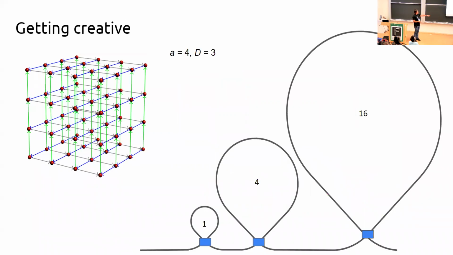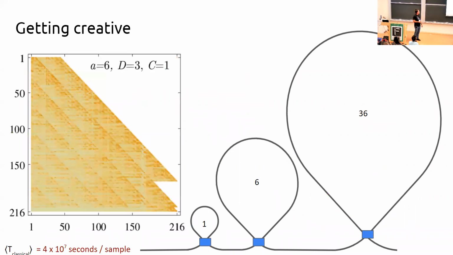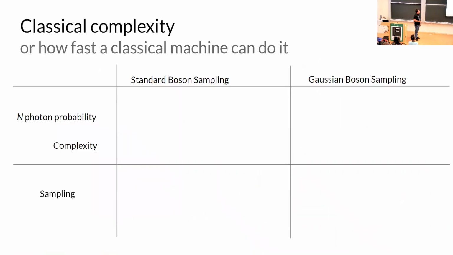You can get creative and do something like this, where you have 3 loops that store 1, 4, and 16 modes. Or you can do it with 1, 6, and 36. And then you can look, for example, at the transmission matrix that describes this experiment. It looks like that. It is not a complete matrix. The white stuff is actually 0. So not all the modes can talk with all the modes, but most of them can talk with each other. And so this is the solution.